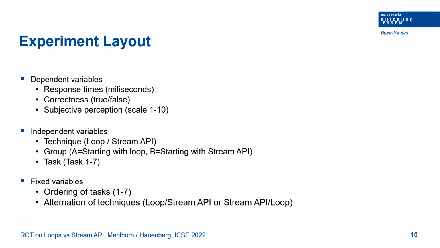And additionally, we had some fixed variables, which were first of all the ordering of the tasks. So the subjects receive them in the appropriate order, or always in the same order, and the alternation of the techniques, so loop stream or stream loop, was always the same. So just to make sure, an independent variable is the group. And what we did is that each participant was randomly assigned to the groups so that in the end, group A and group B had the same number of participants.